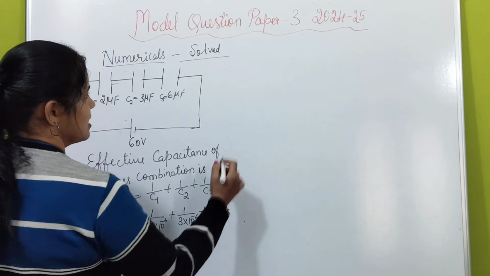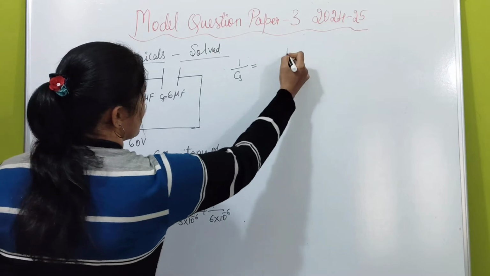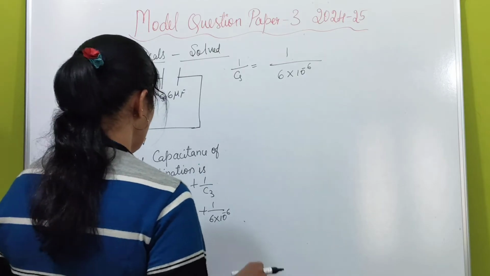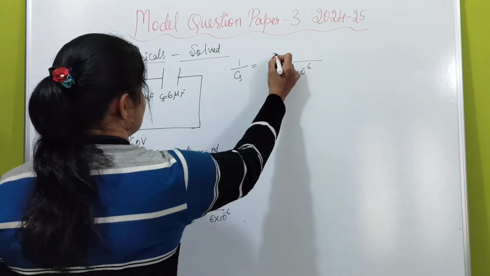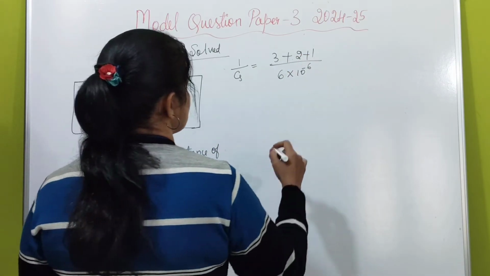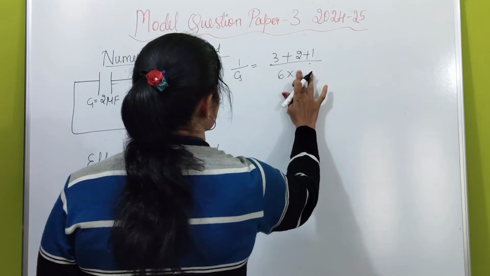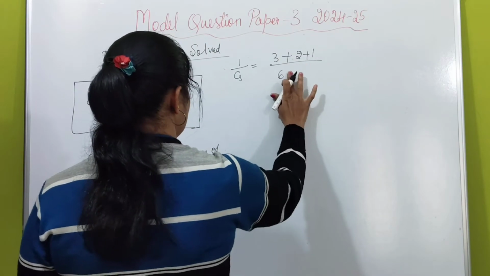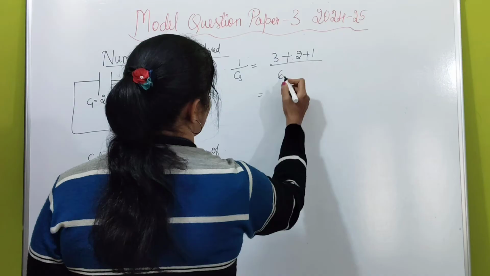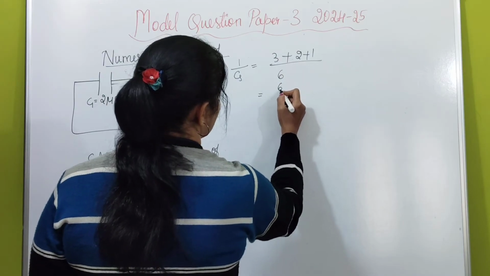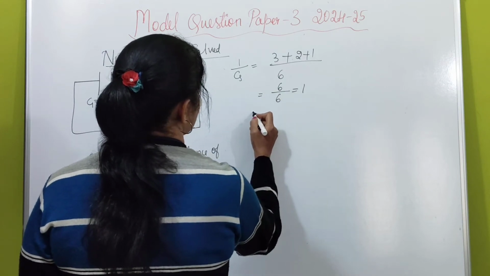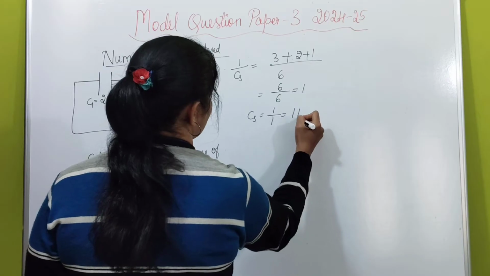So here 6 is common. Take LCM as 6, 6 into 10 to the power minus 6 is LCM. So 2 3s are 6, 3 2s are 6 and 6 1s are 6. Right? So therefore here let us write 6 as common. Okay. And here we will get 3 plus 2 plus 1 is 6, divided by 6, that is 1. So therefore Cs is equal to 1 by 1, which is 1 microfarad.